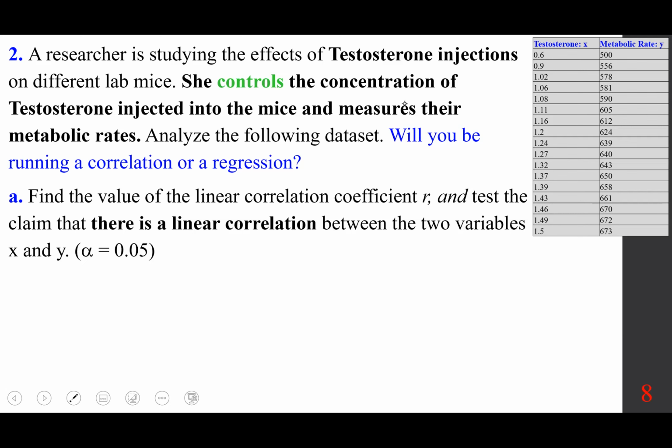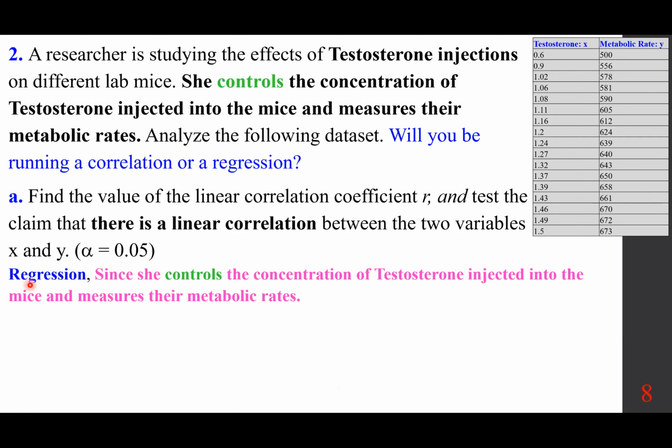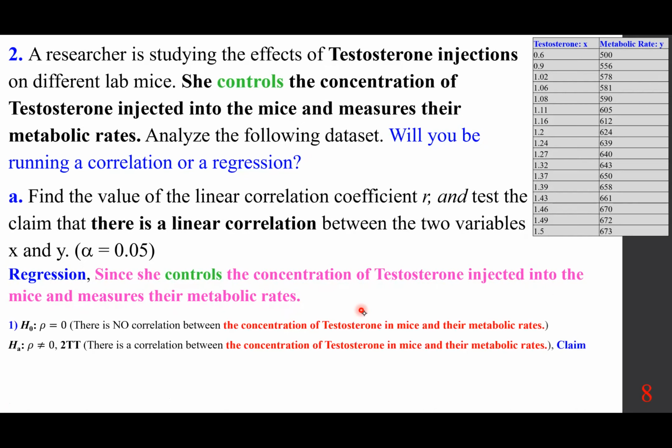Excellent. Number 1, we're going to run a regression. Why is that? Since she controls the concentration of testosterone injected into the mice and measures their metabolic rates. We are controlling something. Therefore, we want to know if there is an effect. There is a regression test.